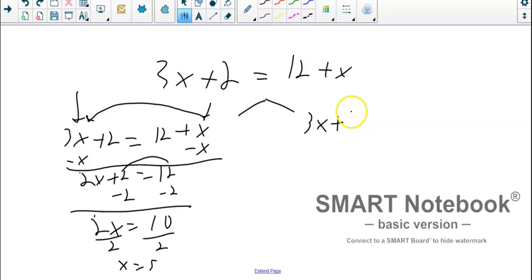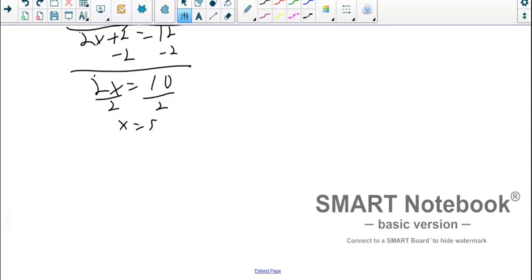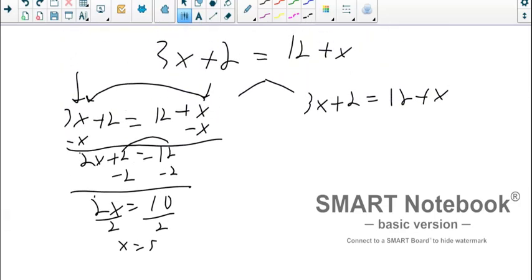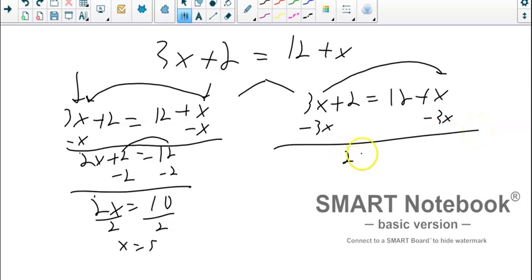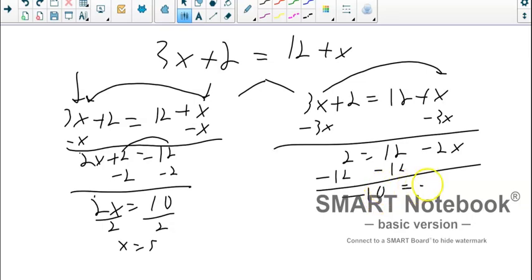Again, I could have also gone this way. Let's say I wanted my letters on the right side. That's okay. I would subtract 3x here, subtract 3x here. The only difference is I'm going to end up with -2x, but over here, I'm going to end up with -10. So when I divide by -2, I'm going to end up with still x equals 5, because a negative divided by negative is positive.